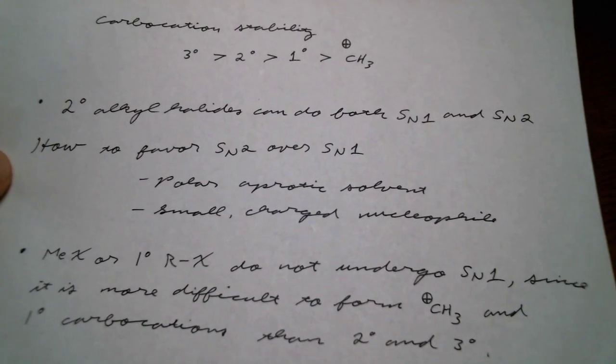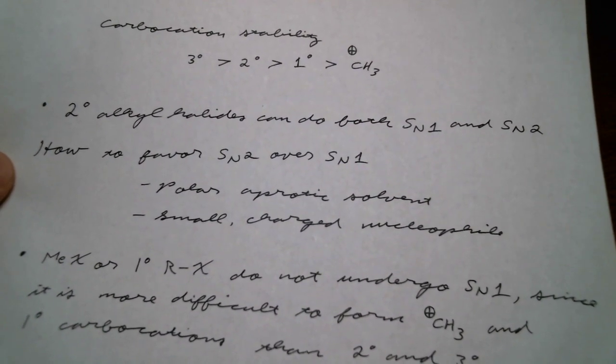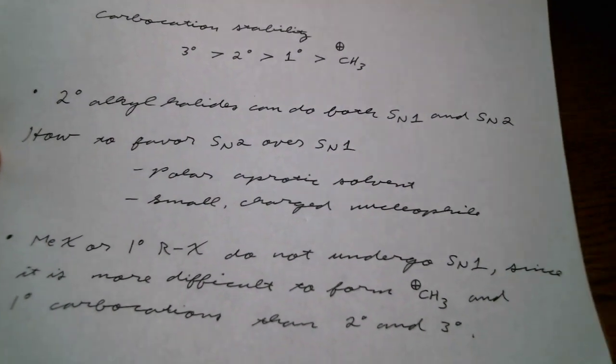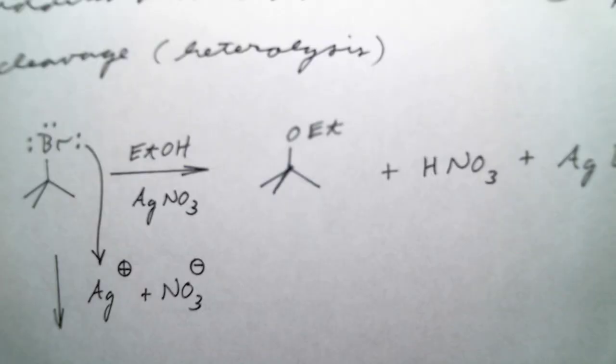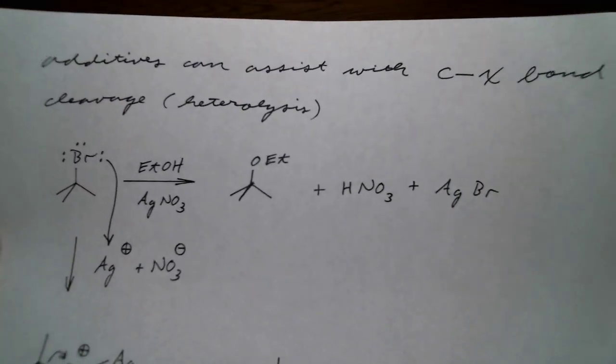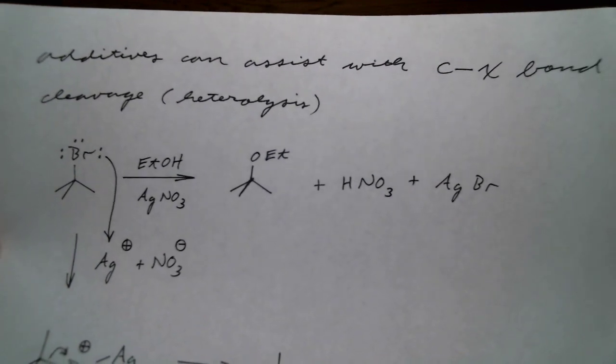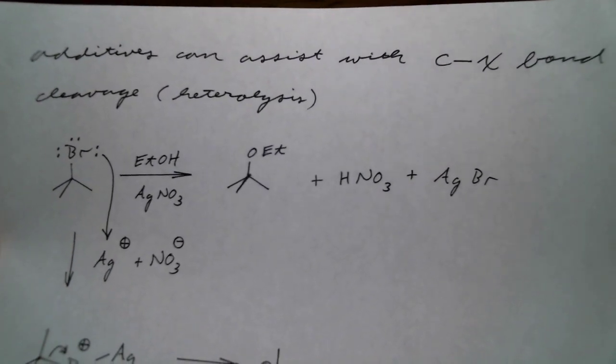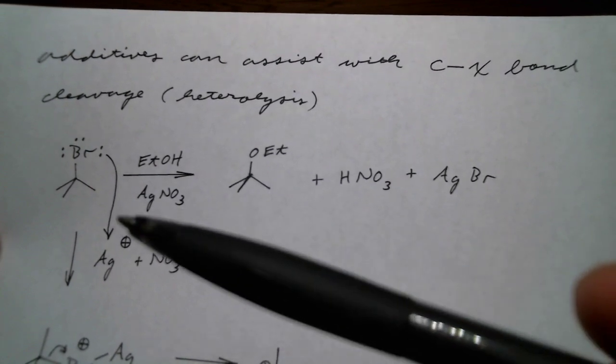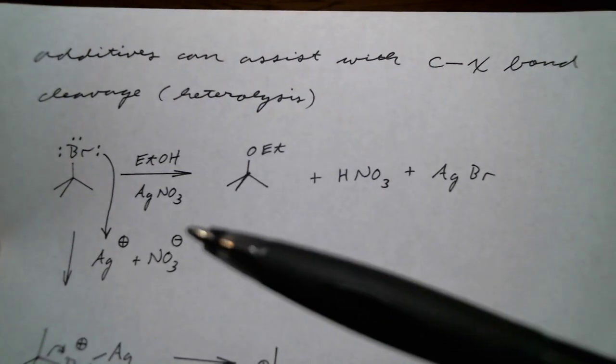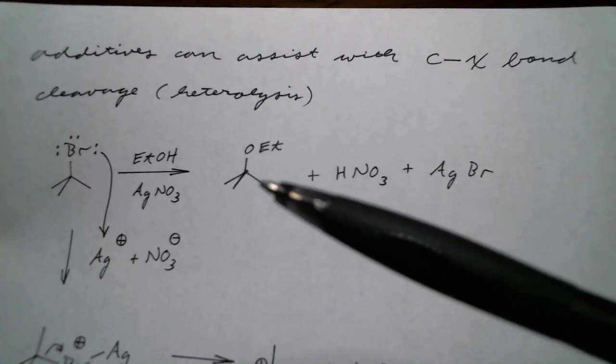So for a last note in this lecture video, I wanted to talk about additives. Sometimes additives can assist with carbon halide bond cleavage or heterolysis. Here we've got our tert-butyl bromide and ethanol forming ethyl tert-butyl ether.